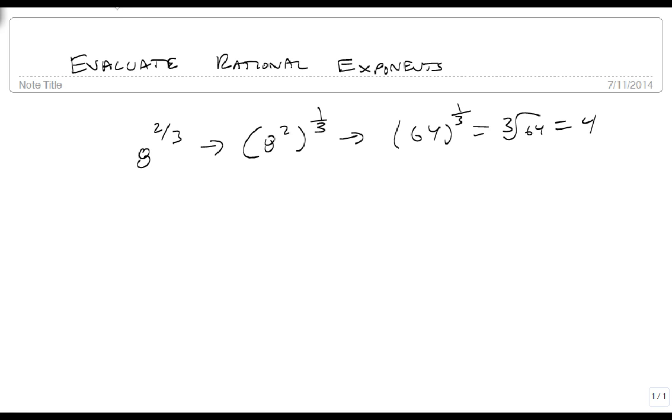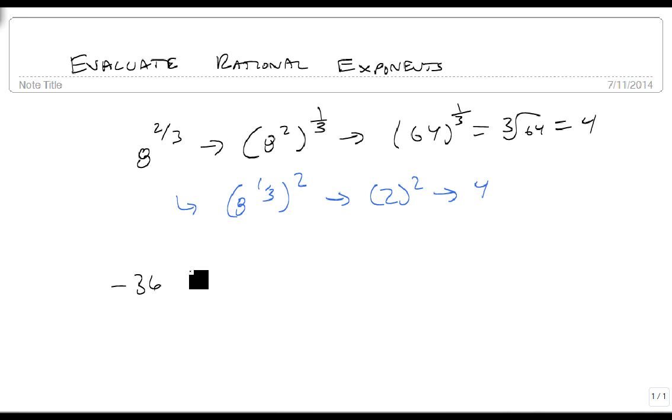Or my preferred method is to do the cube root of 8, which is 2, and square that to get 4. So I like this method because it makes the numbers smaller first rather than making them bigger first. So we make them smaller and then make them bigger. So deal with the radical first and then come back and do the power. Okay, so let's look at another one. I'm only going to do this blue route from now on.